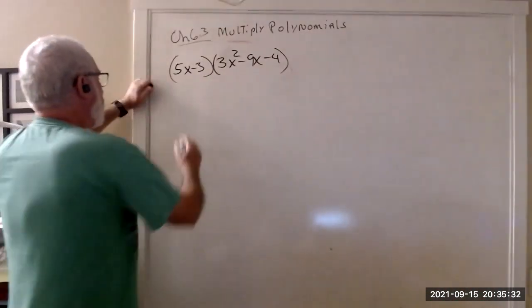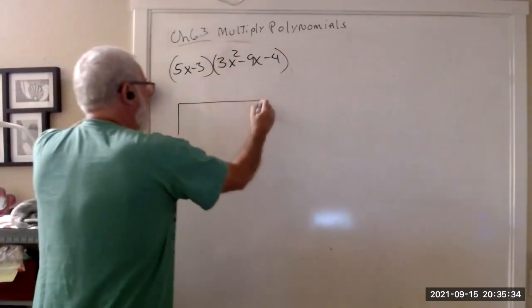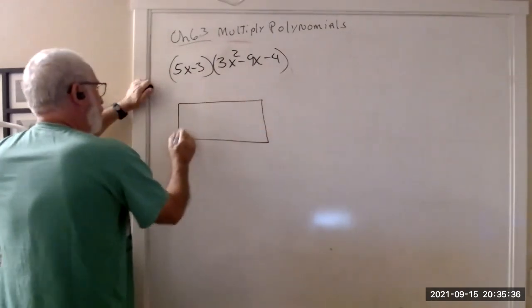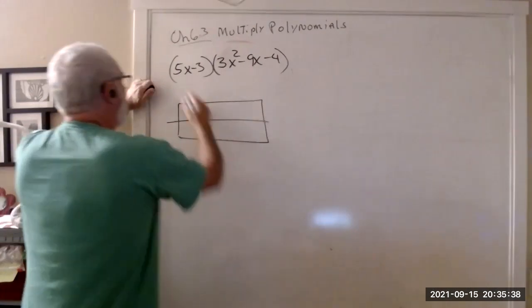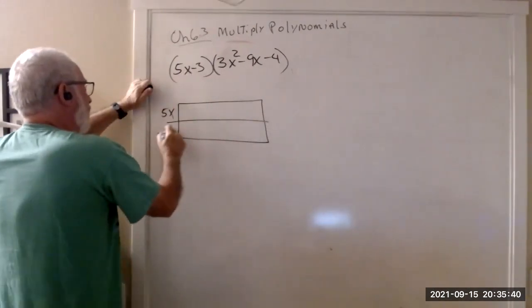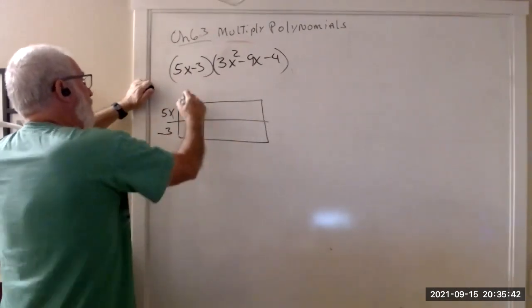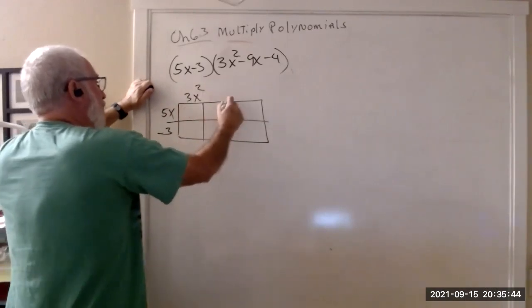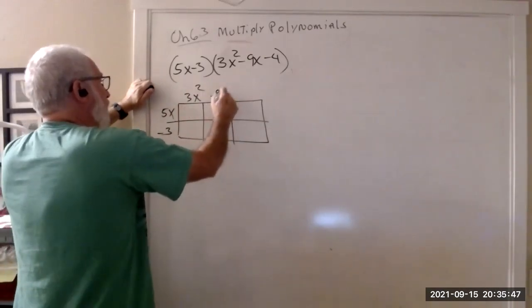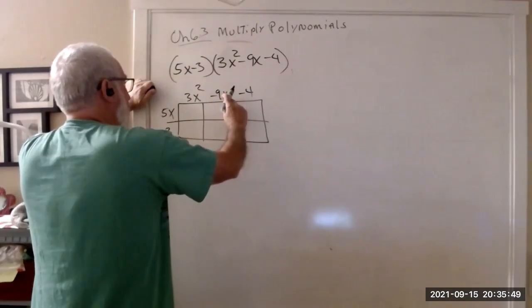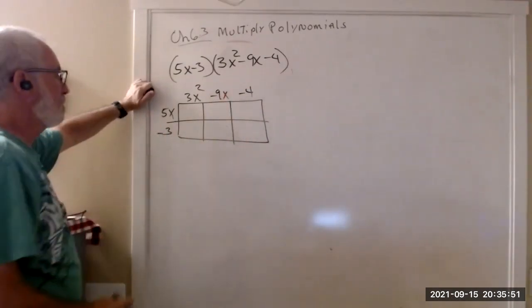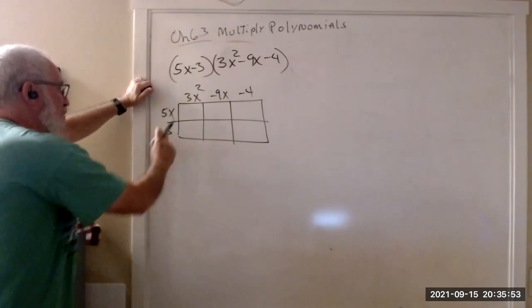Okay, so I'm going to start with the matrix or the box. I'm going to have a 5x and a minus 3 here. I'm going to have a 3x squared, a minus 9x, and a minus 4. So then we just start multiplying.